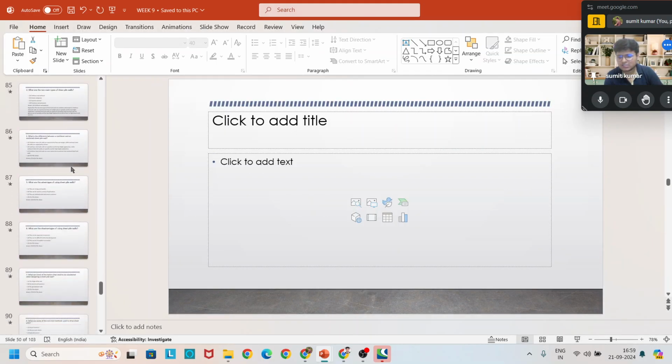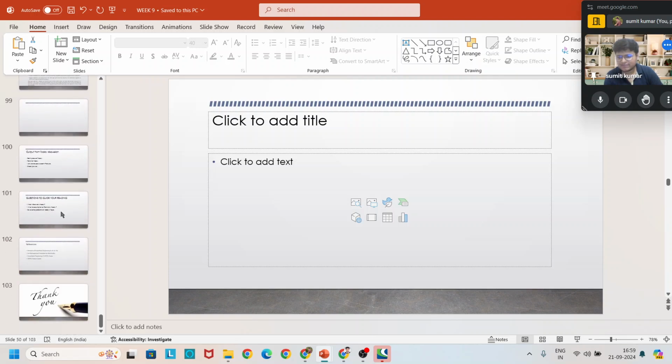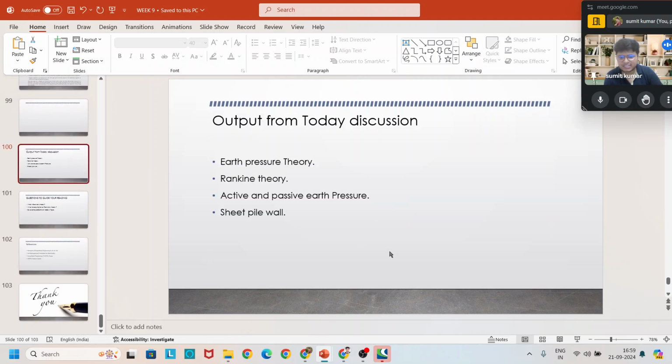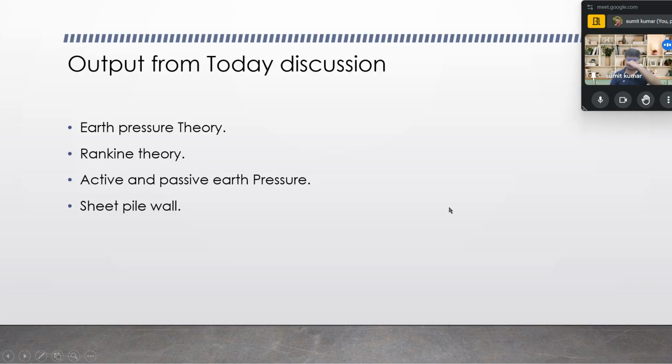Before going to end, I have some of the things which we have discussed in today's class. Some of the outputs which we gathered from today's class is that we understood the earth pressure theory. We understood the Rankine theory earlier as well, but we have solved problems associated with this, not only Rankine theory, Bell theory as well. Active and passive earth pressure problems we have discussed in today's and previous classes. We also discussed those concepts. Now we are discussing sheet pile walls.